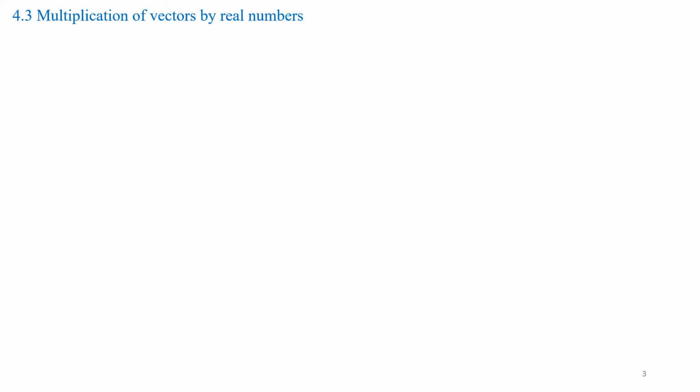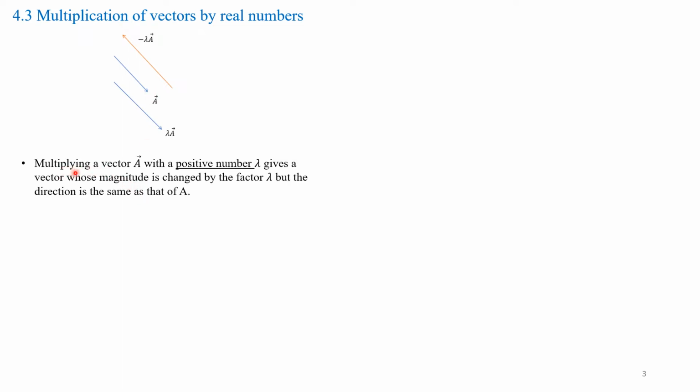Multiplication of vectors by real numbers. Please see the figure. In the figure, A is the given vector. We have to multiply vector A by a scalar number lambda. Multiplying vector A with a positive number lambda gives a vector whose magnitude is changed by a factor lambda, but the direction is the same as that of A.